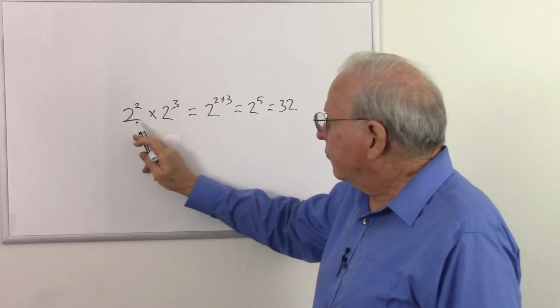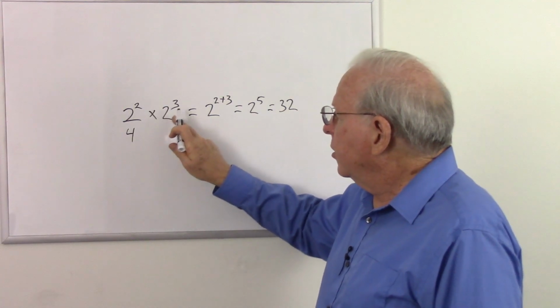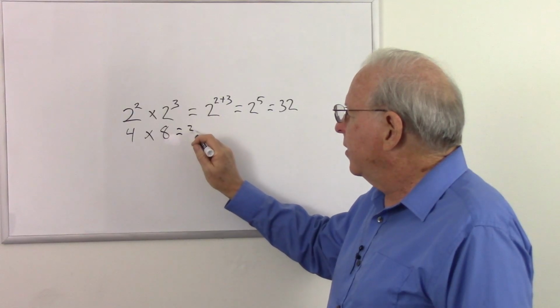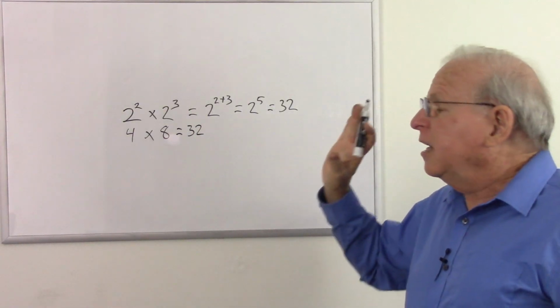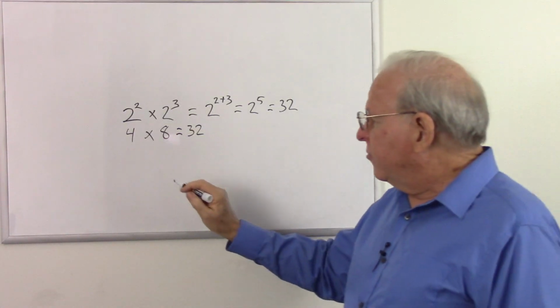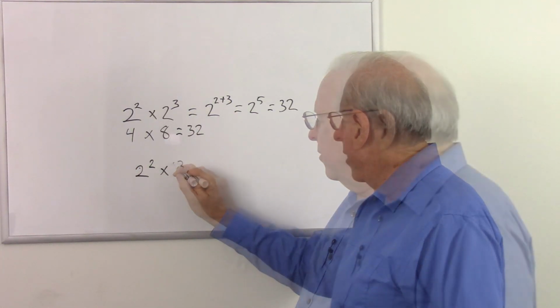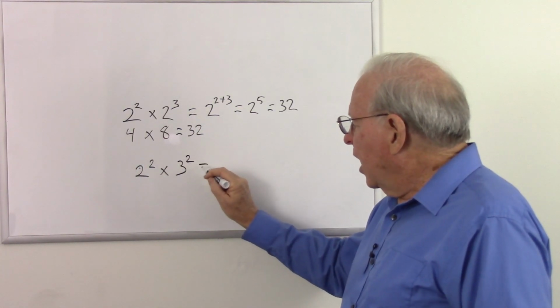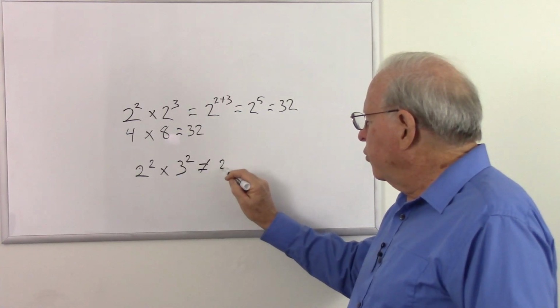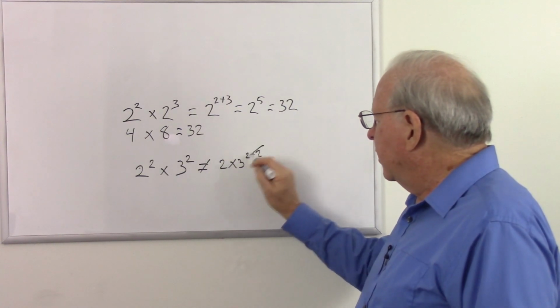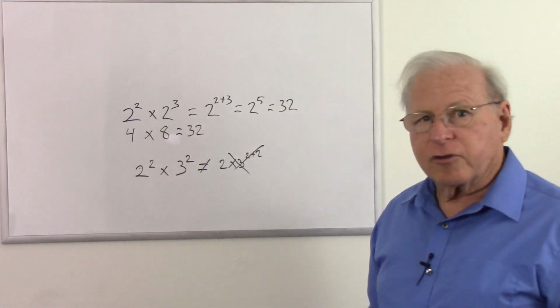Let's double check that. So 2 squared is equal to 4, 2 cubed is equal to 8, 4 times 8 equals what? 32. So that works. This does not work if we have different base numbers. So if I have 2 squared times 3 squared, that is not equal to 2 times 3 to the power of 2 plus 2. It doesn't work that way because the base numbers are not the same.